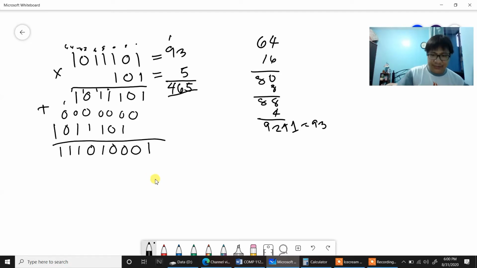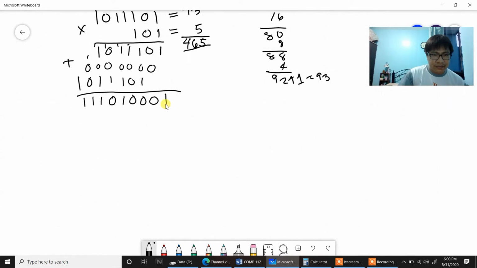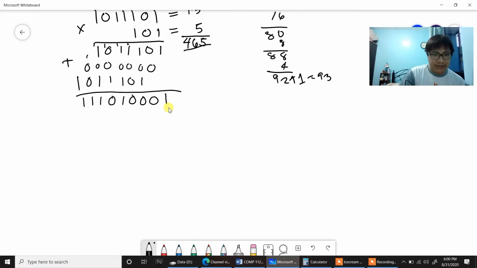Now, let's try to convert this one to decimal. So this is 1, 4, 1, 2, 4, 8. This is 16. 32. So this is 64. This is 128. And this is 256. Okay. Let's try to add them up.